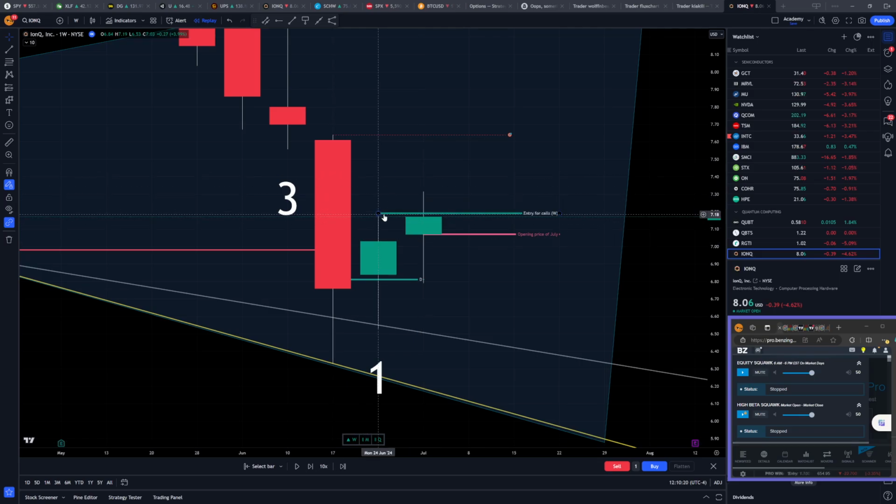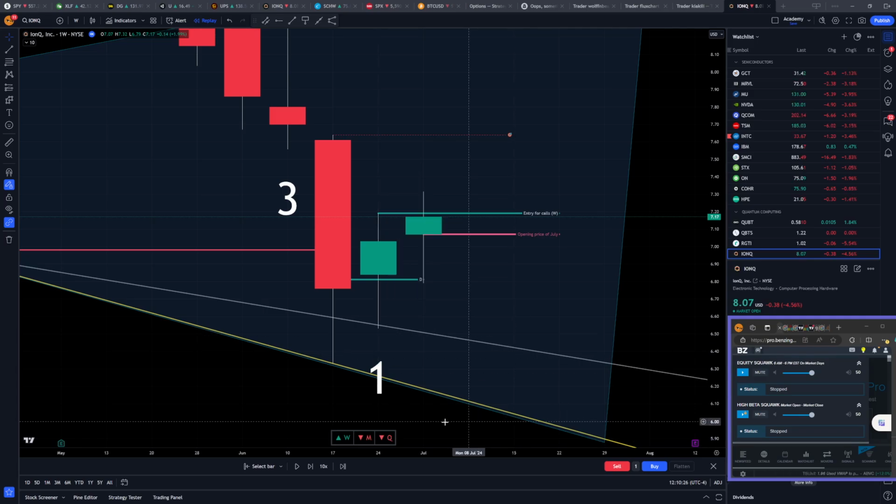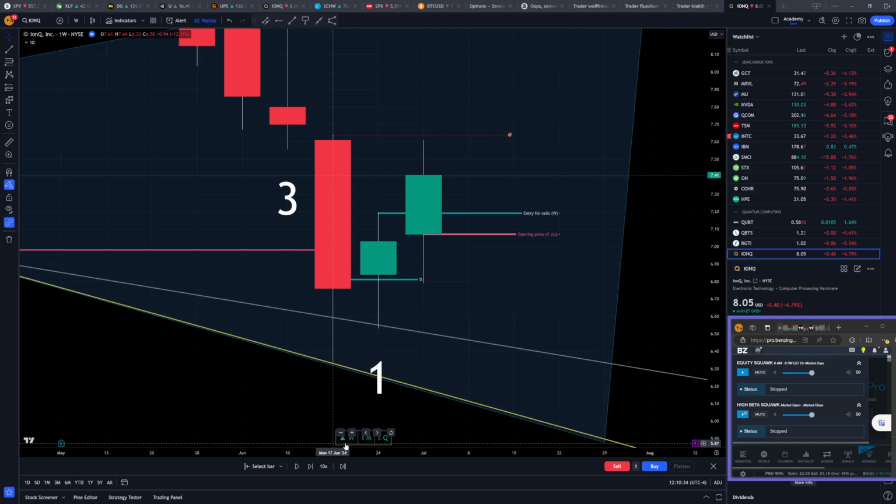We break above here. Right here at the bottom, let me make that bigger. This is my time frame continuity indicator. That goes green, and has an arrow pointing up because we triggered that. So now that we triggered and we enter this thing for calls, and because we're on the weekly, typically I like to buy options that are at least 1 month out.